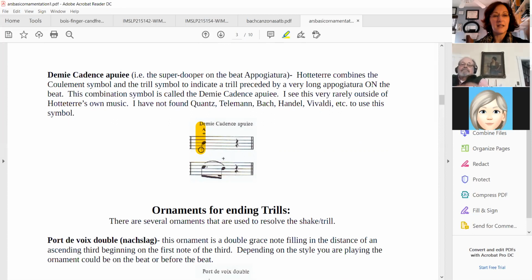Anyway, so it is played like so. Instead of just playing a B with a trill on it, I play a really long appoggiatura, that's what the C is, and then I do a quick little trill. That's it. That's all there is to it. All that symbolage for this. And you're not going to see that one very often.